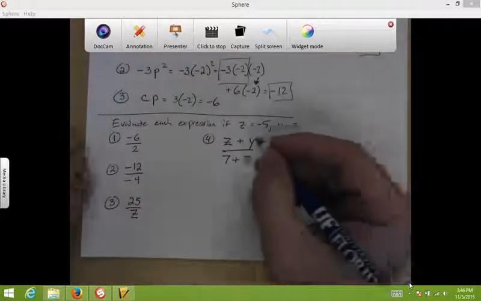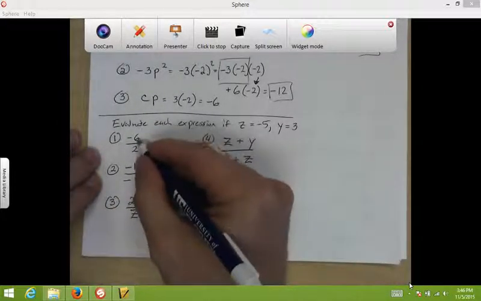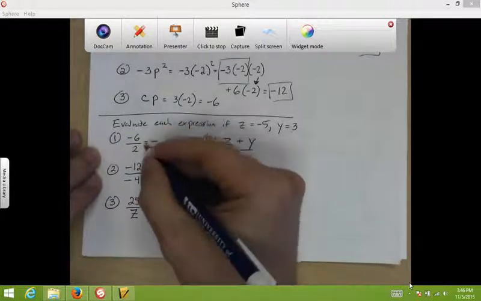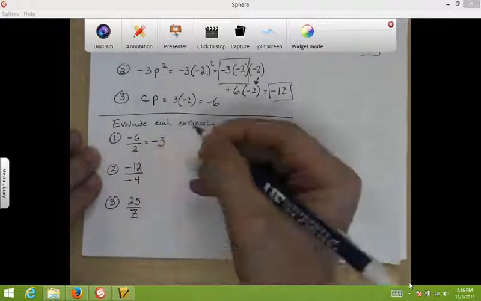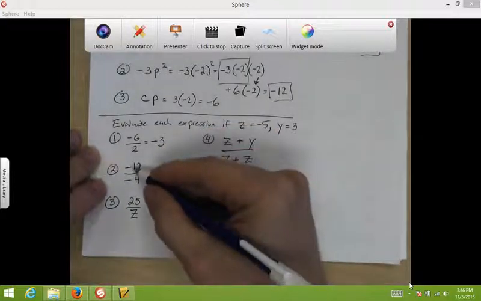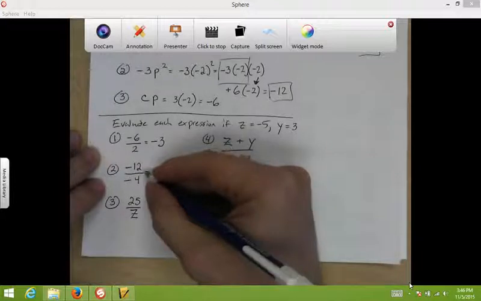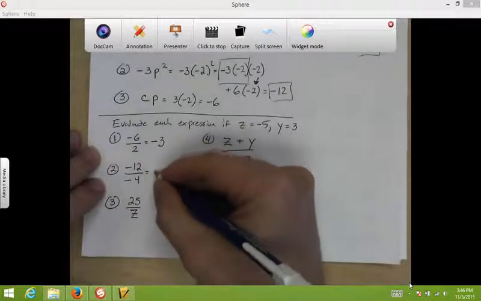Alright, so here we go. First of all, the signs here are different, same rules as multiplication. When the signs are different, the answer is negative. 6 divided by 2 is 3. Right here, the signs are the same, just like multiplication. When they're the same, the answer is positive, and 12 divided by 4 is 3.